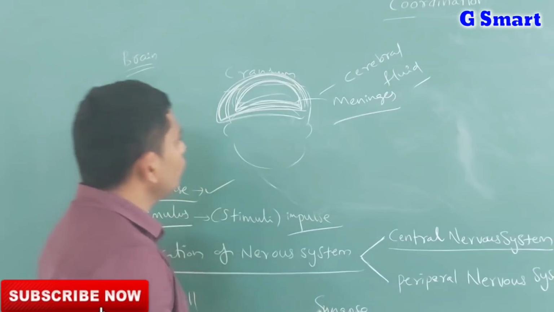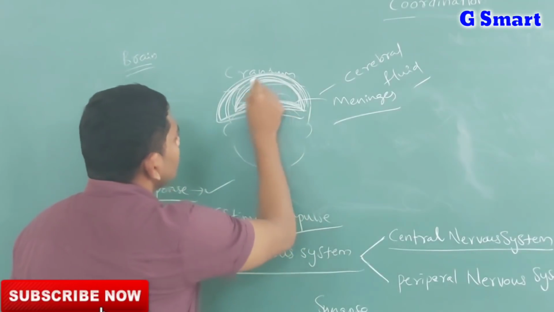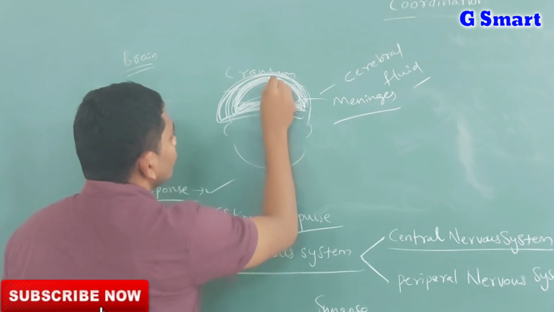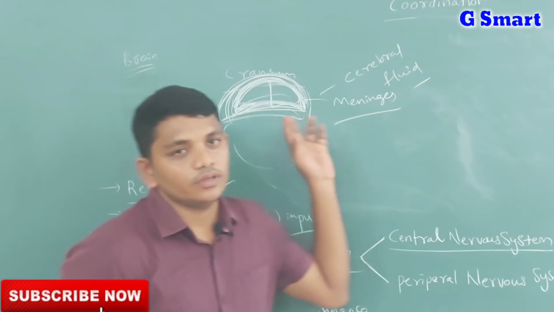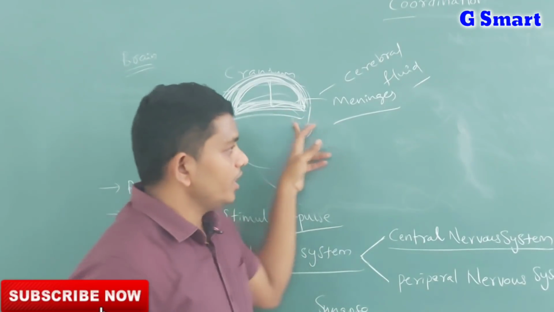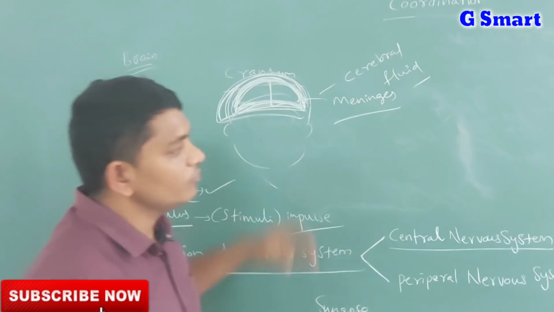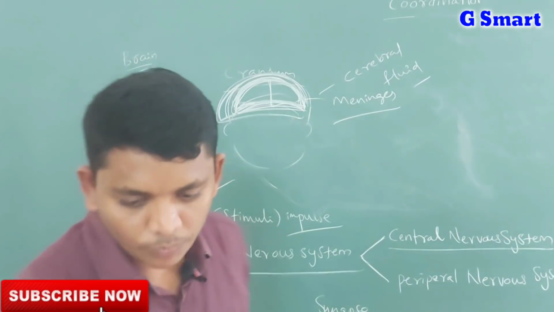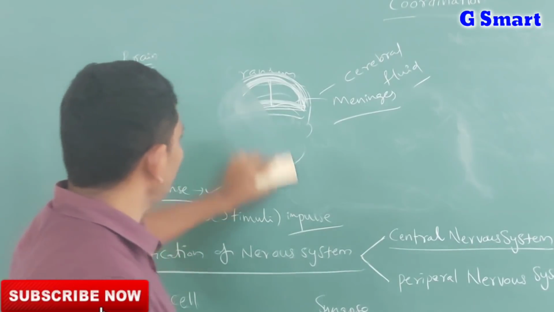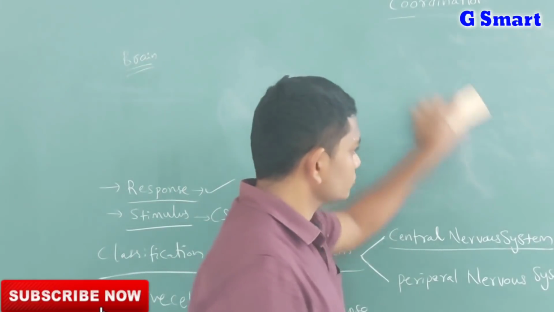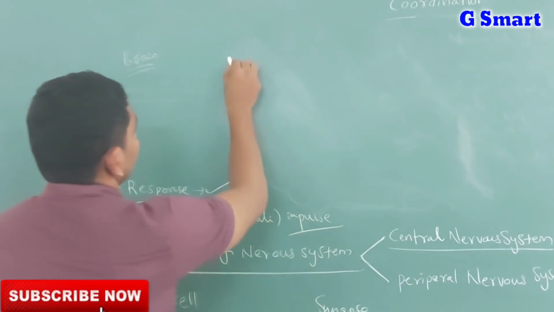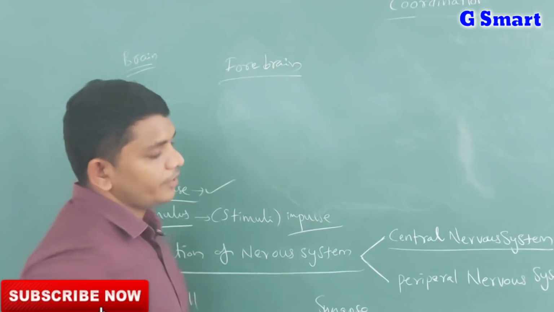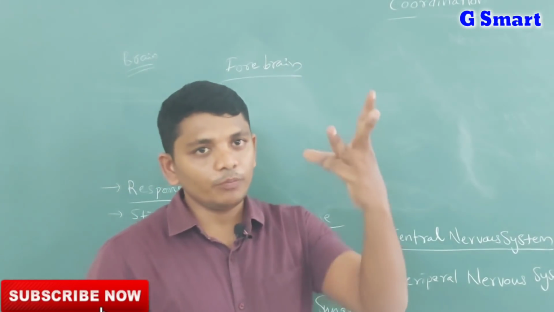Clear? And you know, the main part of the nervous system is the cerebrum. What is that? Cerebrum. And this cerebrum is a part of the forebrain. So let us discuss the forebrain. It consists of three important parts again.